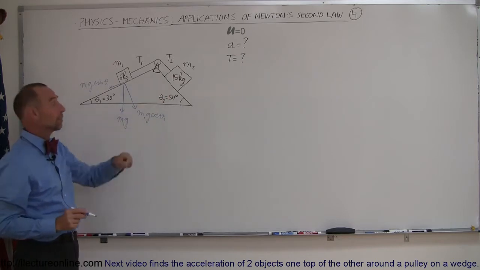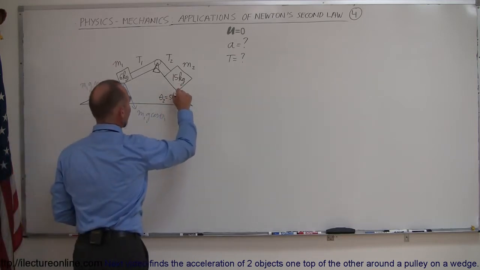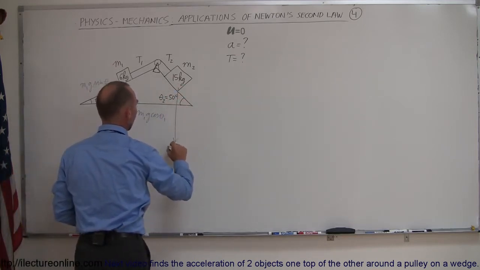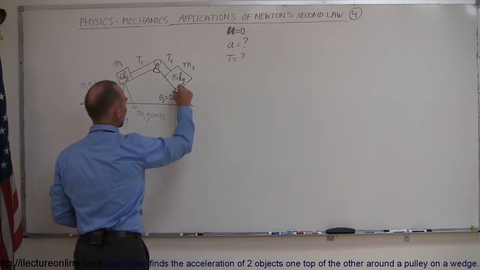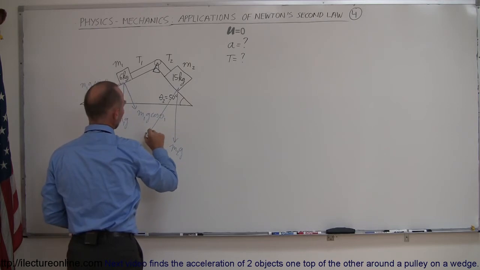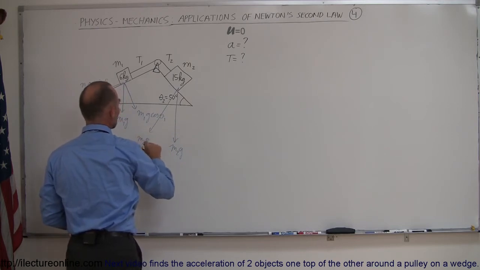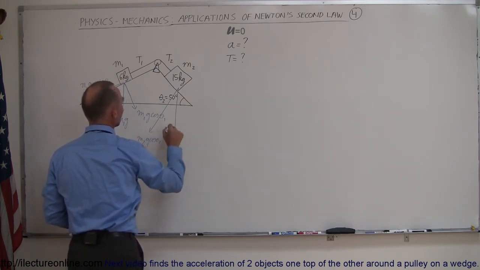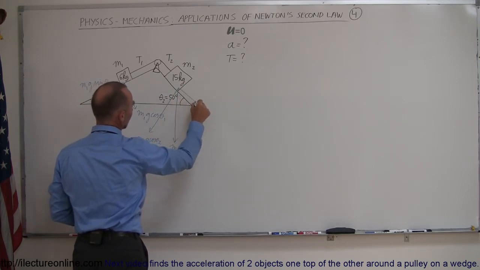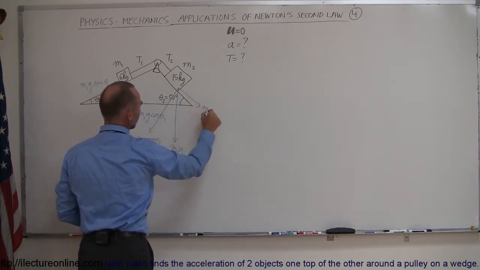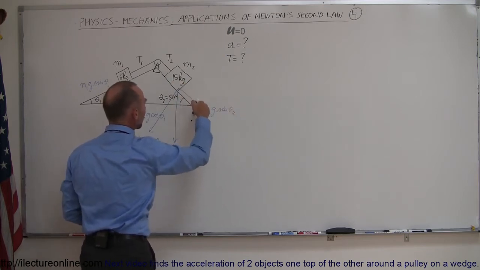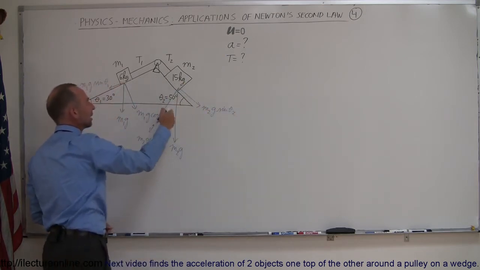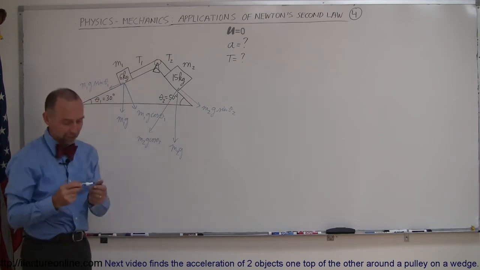Over here, we can do the same thing with this mass. Here we have the weight pulling down, which is m2g. Of course, we have the perpendicular component this way, which would be m2g cosine of theta 2. And we have this component right here, which is m2g times the sine of theta 2. So the parallel component is acting along the incline. The perpendicular component is perpendicular to the incline.